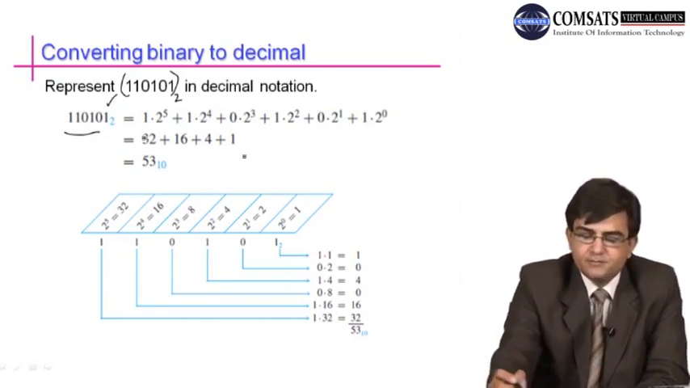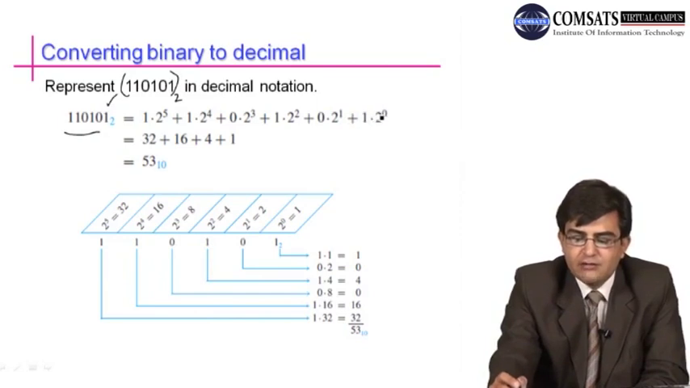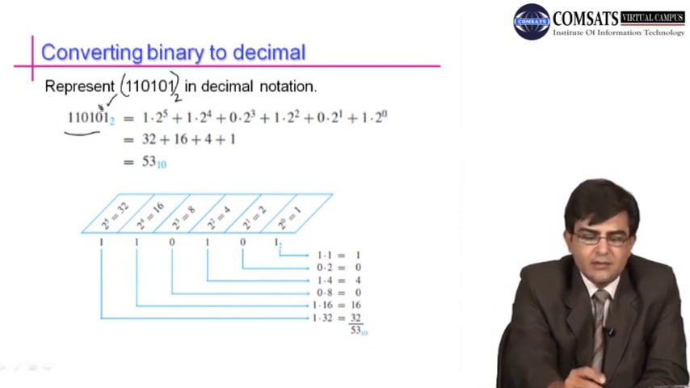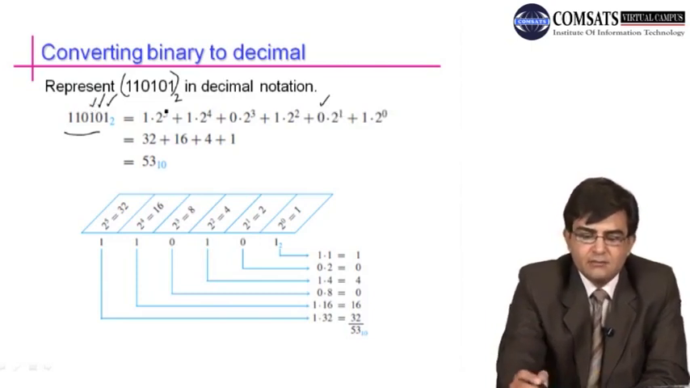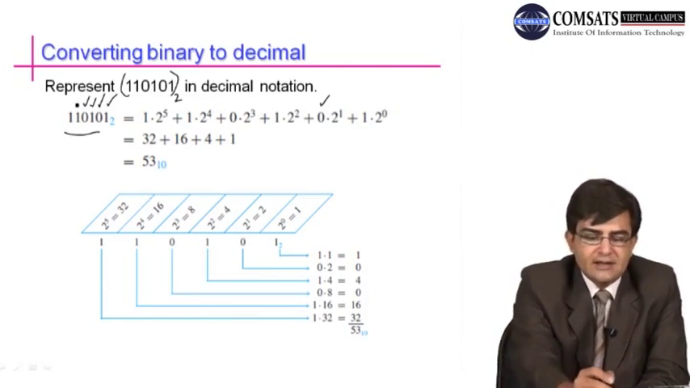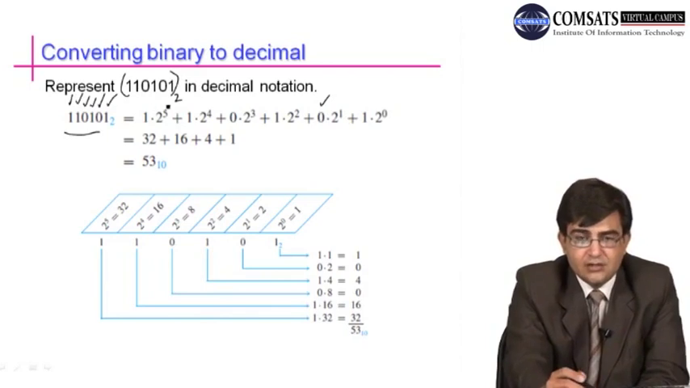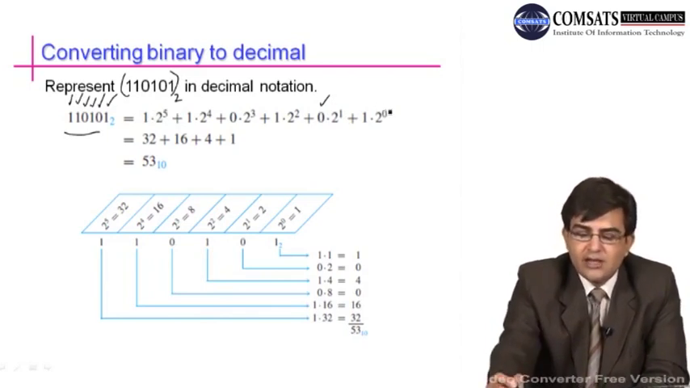We start by writing the first number into 2 power 0. The next number into 2 power 1. Next number into 2 power 2. Next number into 2 power 3. Next number into 2 power 4. And the last number into 2 power 5. So here we don't miss any power of 2.